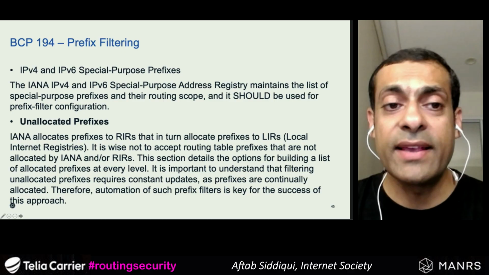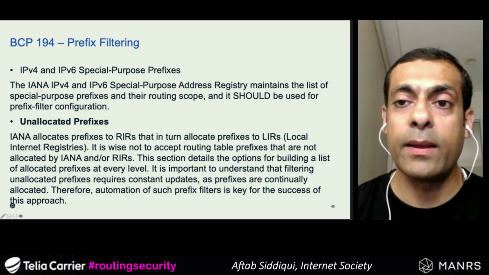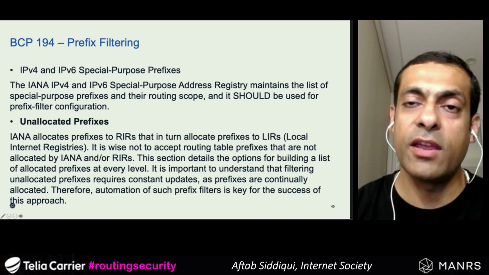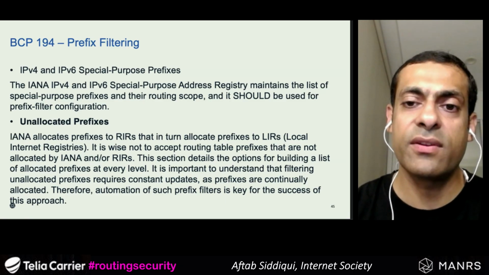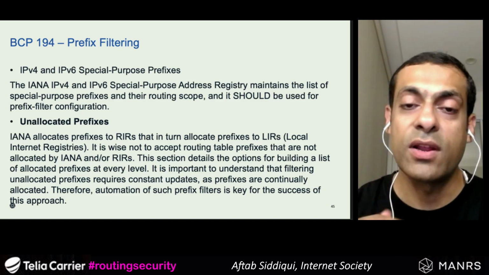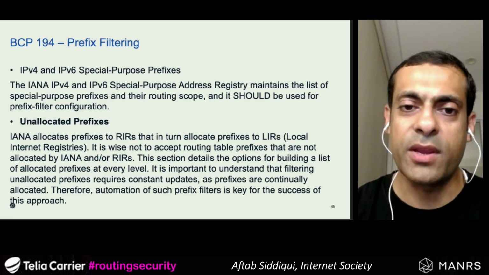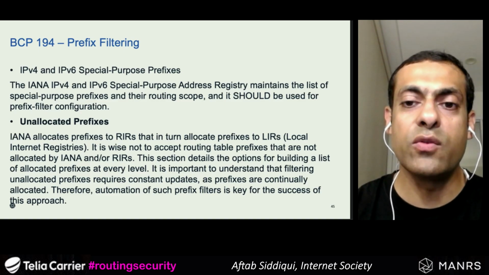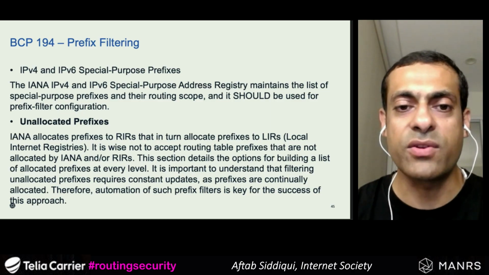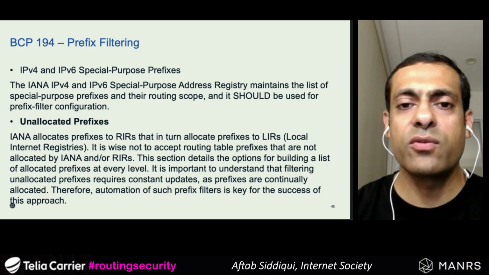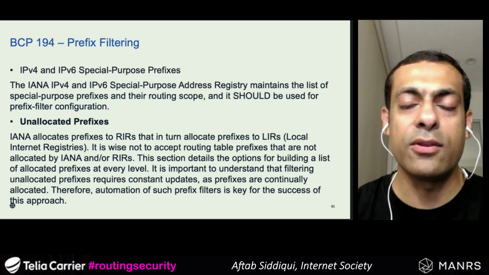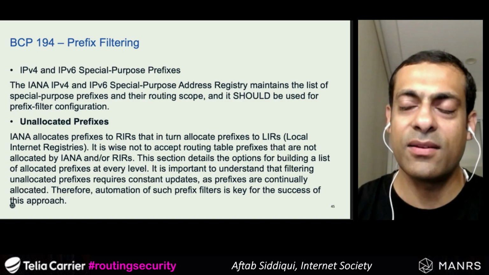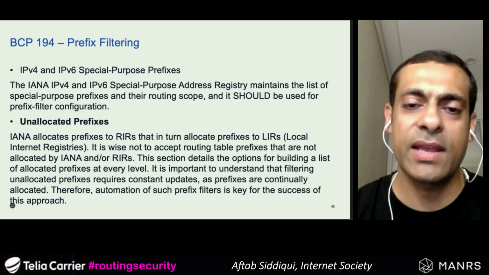Then the most important part is prefix filtering, right? If we go back to the start of the presentation, we had a couple of discussions about traffic flow versus routing information. What you announce to the internet and what you accept from the internet in terms of routing information is very crucial. You have to make sure that you are not announcing any garbage to the internet or the global routing table, and you are not accepting any garbage as well.